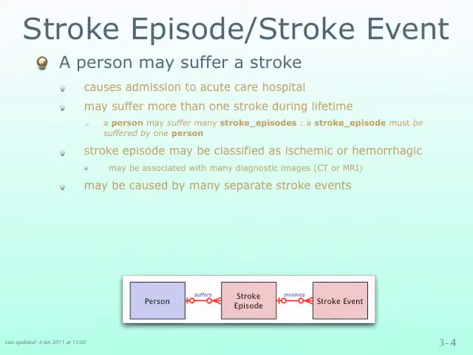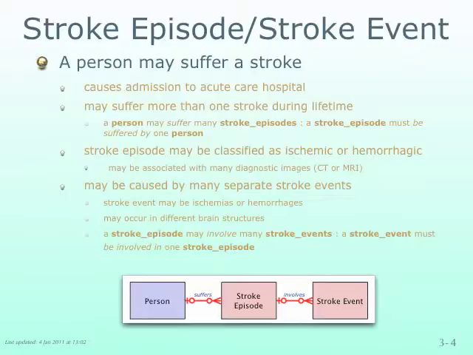But a single stroke episode may be caused by multiple stroke events, which may themselves be ischemias or hemorrhages. And each of these ischemias or hemorrhages may occur in different brain structures and cause a different set of disabilities. So each ischemia or hemorrhage must be represented as a separate stroke event object. These facts are expressed in the following natural language sentence pair. A stroke episode may involve many stroke events, and a stroke event must be involved in one stroke episode.